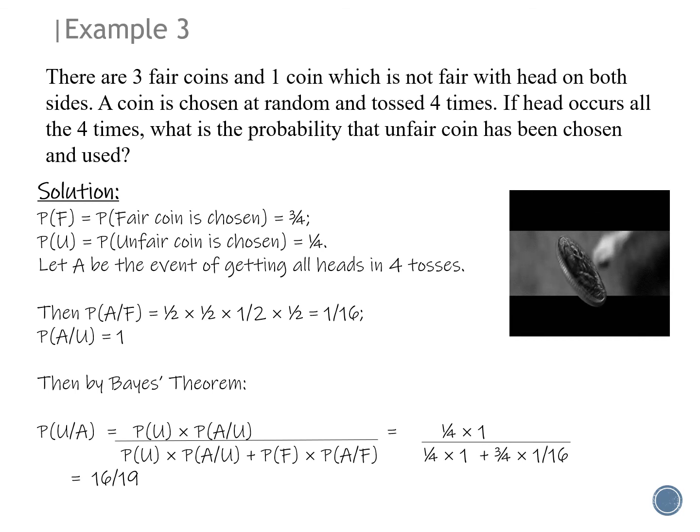Now, we apply Bayes theorem in order to find the answer. The answer is probability of U given A, that is equal to P of U into P of A given U, divided by P of U into P of A given U plus P of F into P of A given F. When we substitute the values, we get the answer as 16 by 19.